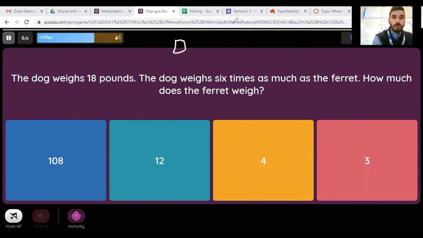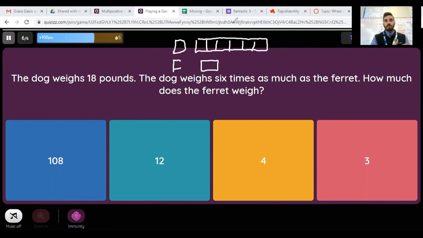So here's the dog, here's the ferret, and they made this picture easy for you because it says the dog weighs 6 times as much. 1, 2, 3, 4, 5, and 6. Ferret automatically gets 1. And now we just got to use that last piece of information that it gave us. It says the dog weighs 18 pounds. Perfect. Those boxes are equal to 18.